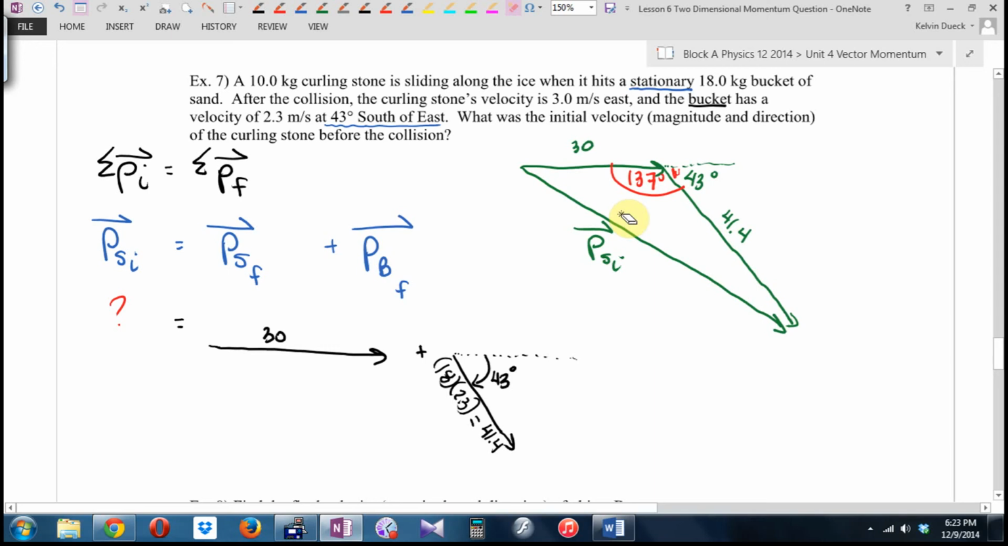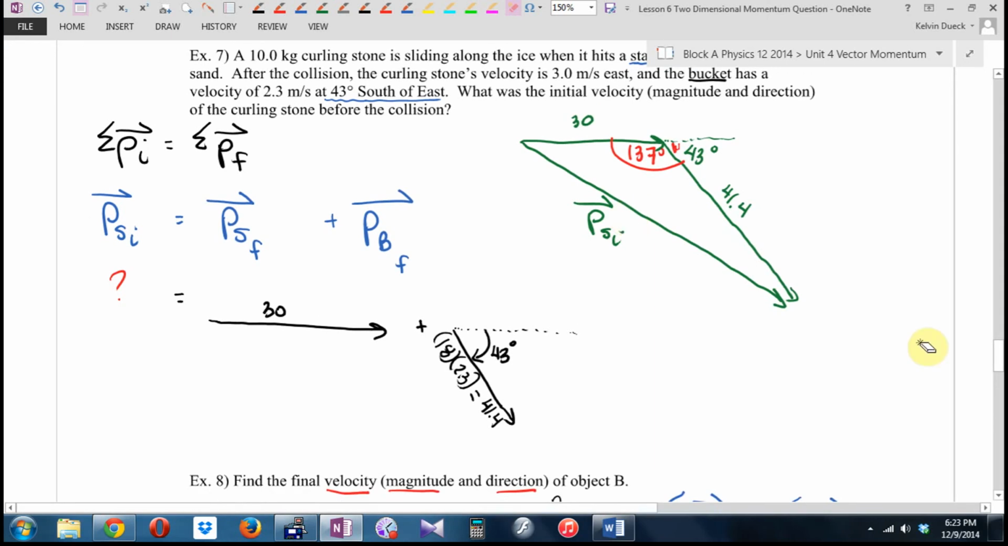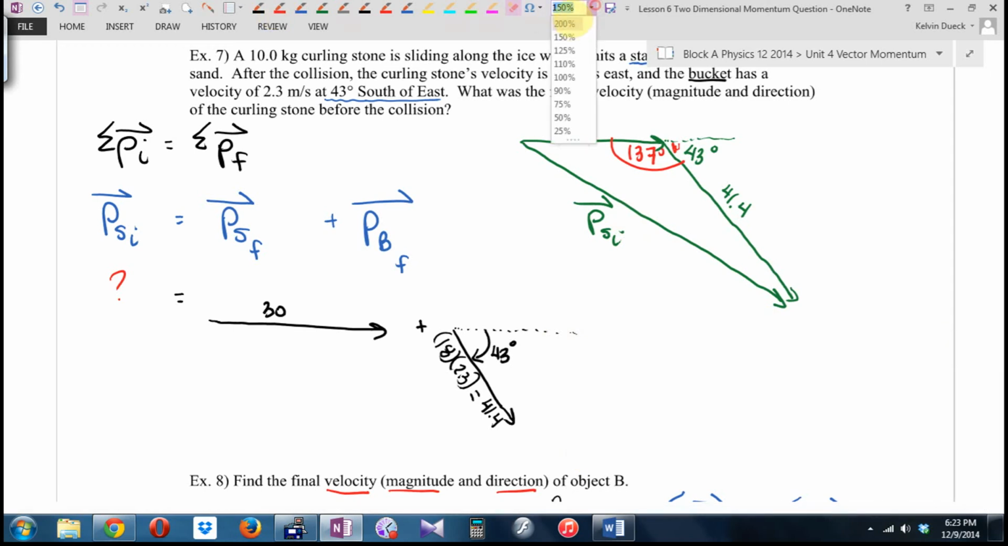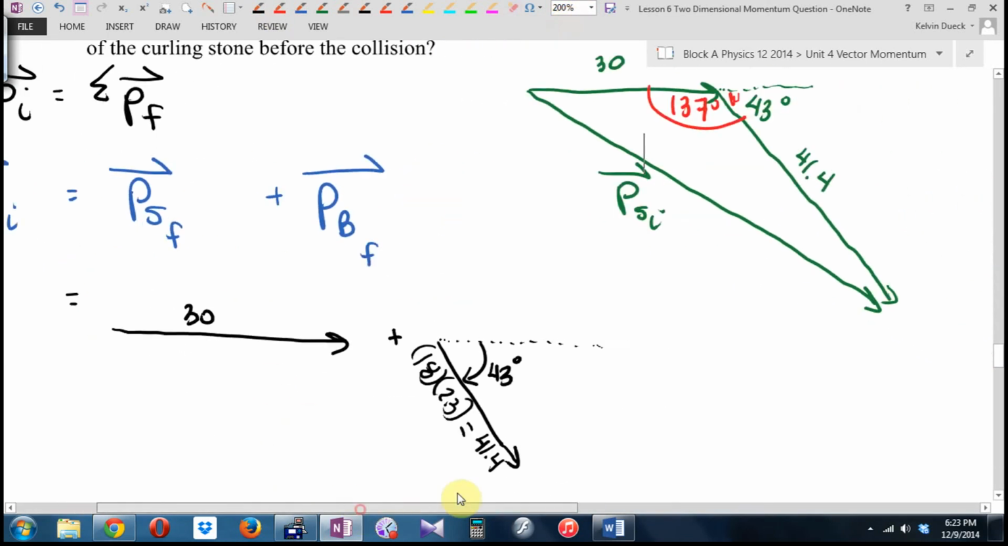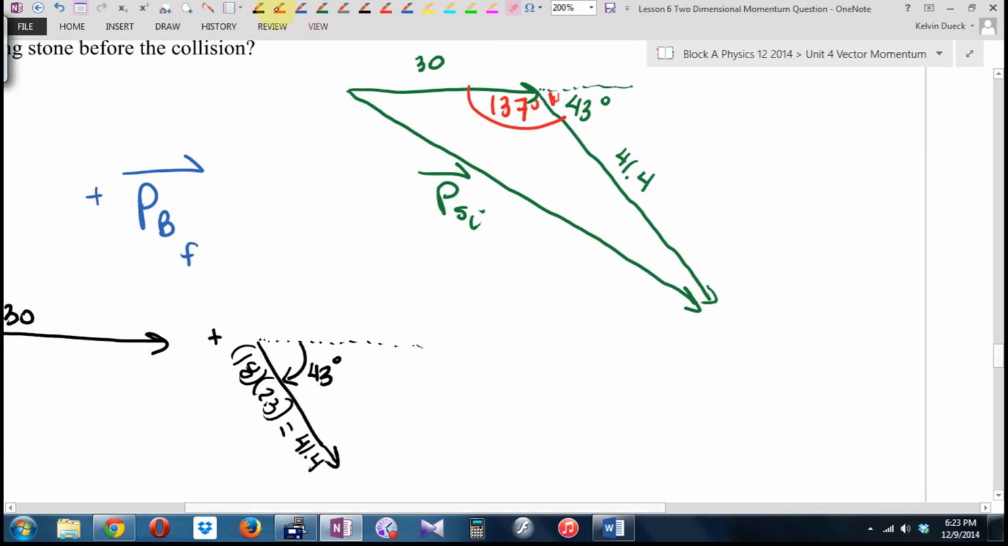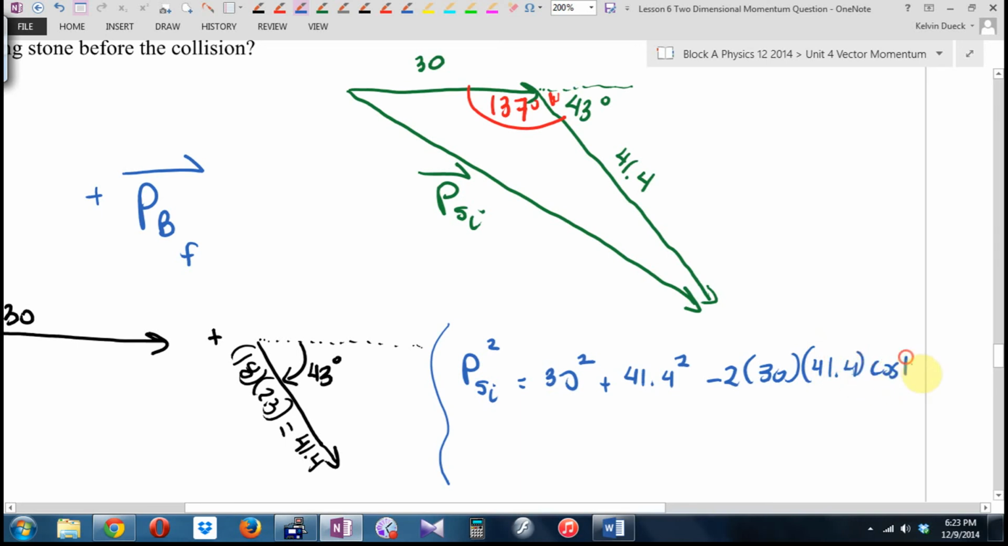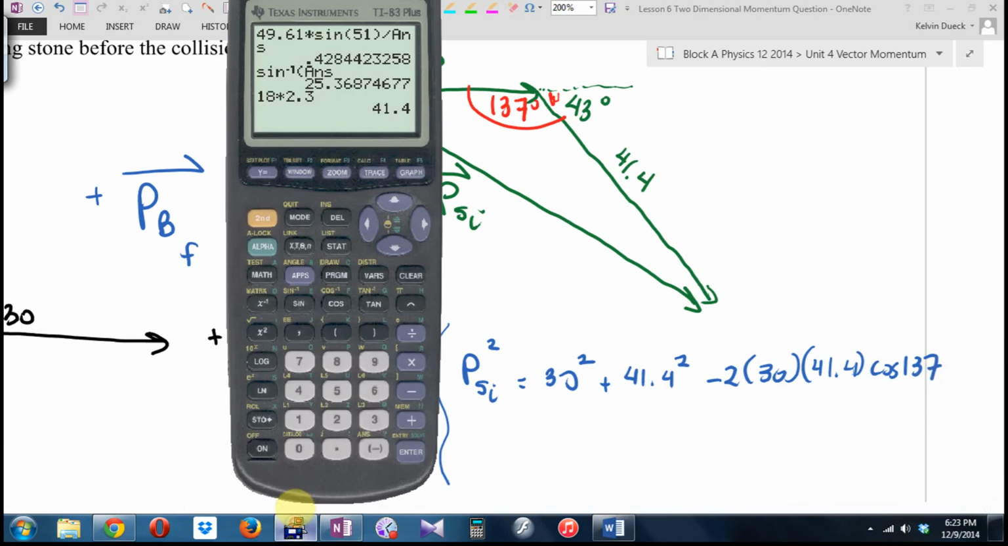What's the cosine law going to say? Where am I going to write that, Mr. Dueck? I guess kind of right in here. You know what? Let's zoom in again. Use that trick so that I can write smaller, but you guys can still see. It's going to be the momentum of the stone initial squared equals 30 squared plus 41.4 squared minus 2 times 30 times 41.4 cos 137. 30 squared plus 41.4 squared minus 2 times 30 times 41.4 cosine 137.